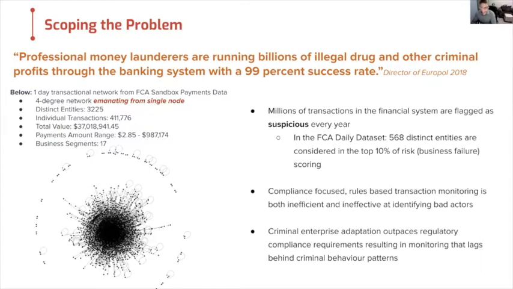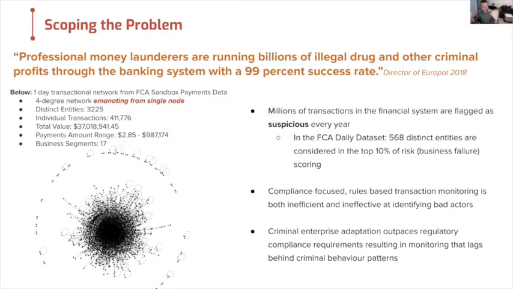So what we're simulating here to the left is we've selected one node that was in the FCA sandbox, and just emanating from 4 degrees of relationships with the one node, you can see some of the statistics that we have. So, $37 million plus worth of transactions, and transactions ranging from 285 all the way up to almost 100,000. 411,000 individual transactions across 3,225 entities that represent 17 distinct business segments, all of the business segments available actually in the SIC code database.